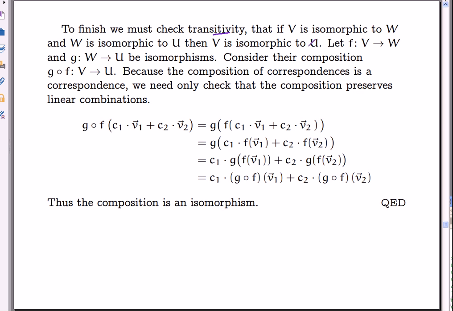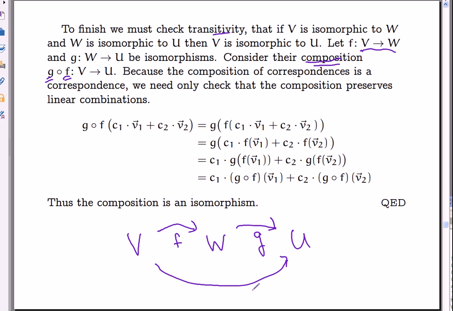So what we're going to do is use the transitivity of bijections. Let F be a function from V to W that's an isomorphism. Let G be a function from W to U that's an isomorphism. And consider their composition. Composition means that you apply F first and then G. Okay, so we draw the picture here at V, W, U. F takes V to W, G takes W to U, and G composed F. We write G composed F because you apply F first and then G. G composed F will take the original space V to the final space U.